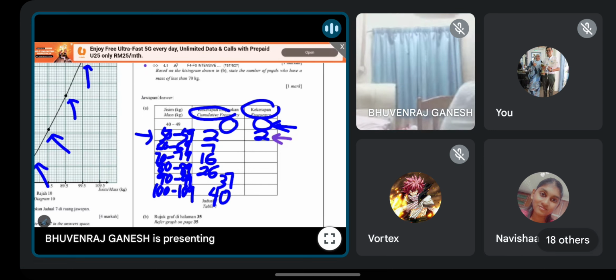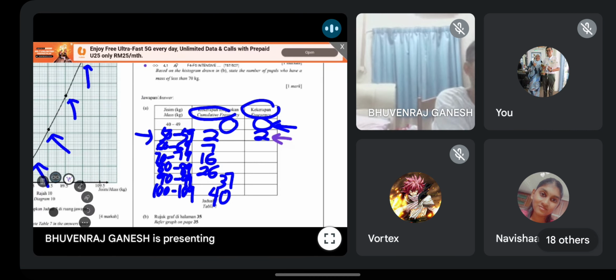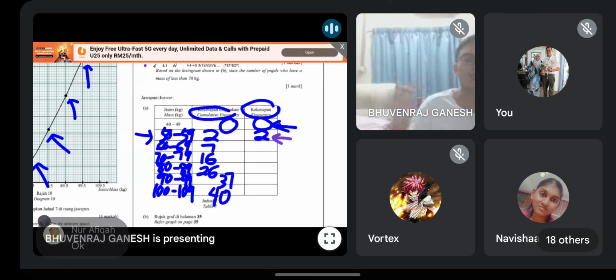For graph 2, you can refer. Because if I draw the graph, it takes time. Okay, just now I explained everything already. So graph shouldn't be a problem. So guys, again, what do you use on the X-axis for the histogram? What do you plot? Histogram, recall.